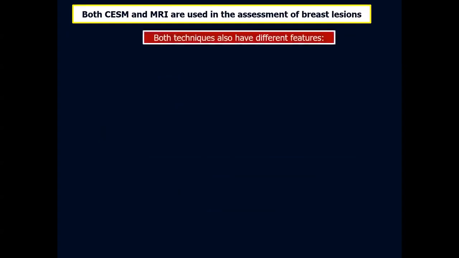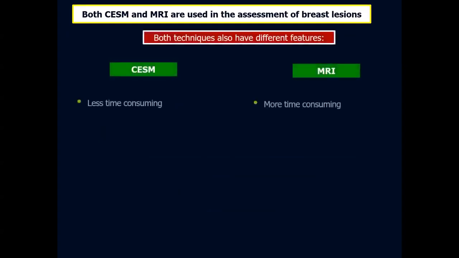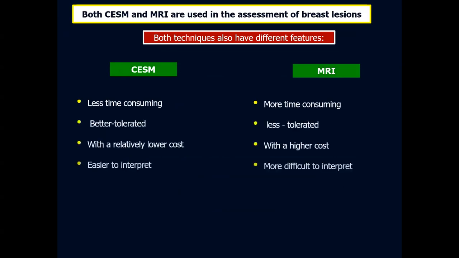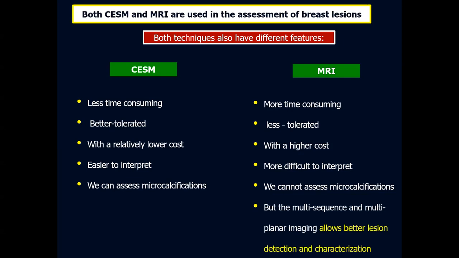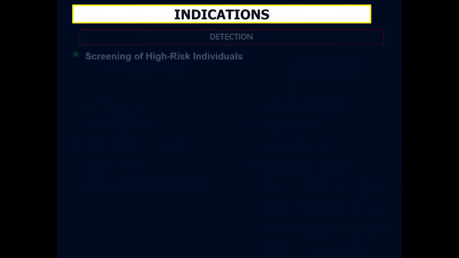Both modalities also have different features. Contrast mammography is less time consuming, better tolerated, with a relatively lower cost. It is easier to interpret, and we can assess microcalcifications on the low energy image. But we have to admit that MRI is still the top-notch modality in breast imaging because of its multi-sequential and multi-planar imaging capabilities, which allow better lesion detection and characterization.